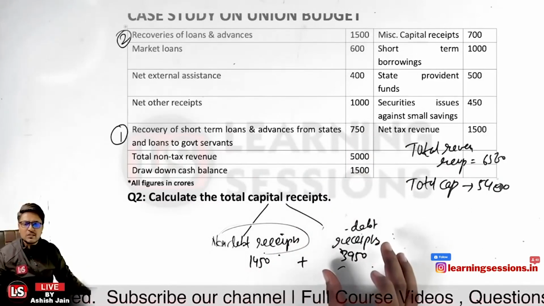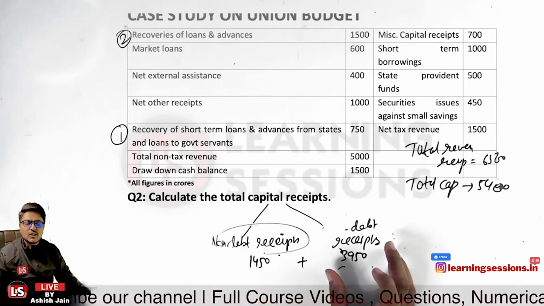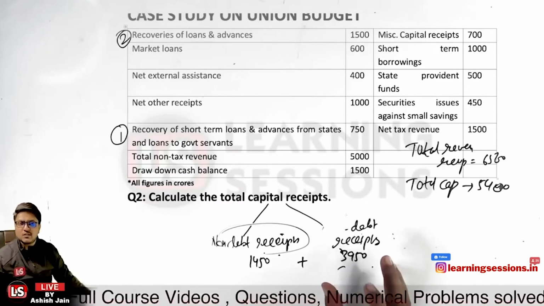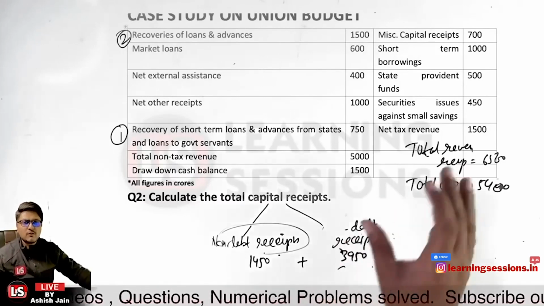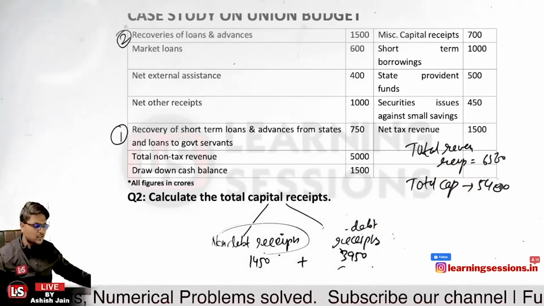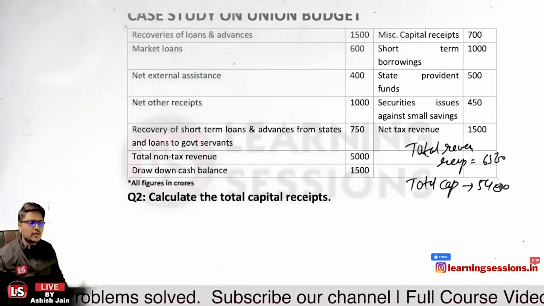And when we covered the debt receipts part over here, you must be remembering that I told you that whatever loan has been taken from the market, whether it is a market loan, short-term borrowing, net external assistance, provident fund, or the net other receipts, securities issued against the small savings, that is also to be considered. So that is related to question number 2 over here.